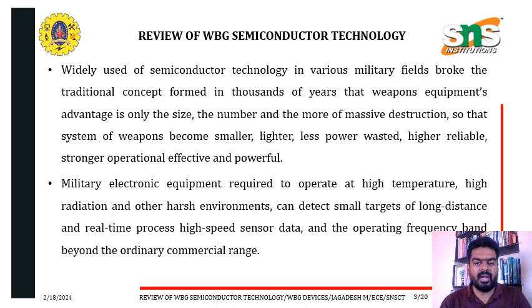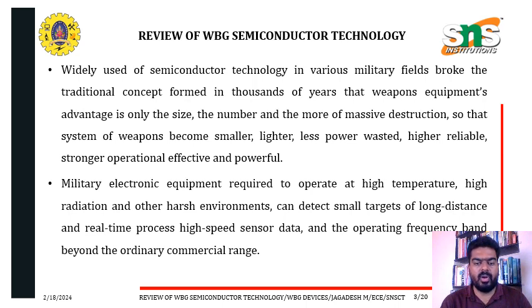Wide use of semiconductor technology in various military fields broke the traditional concept formed over thousands of years that a weapon equipment's advantages are only the size, the number, and more massive destruction, so that the system of weapons becomes smaller, lighter, wastes less power, and is more reliable, stronger, operationally effective, and powerful.